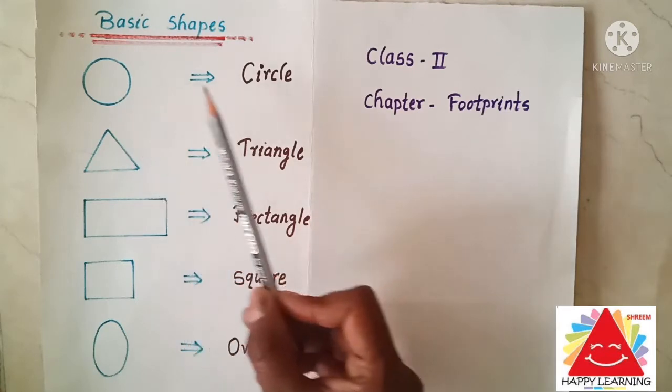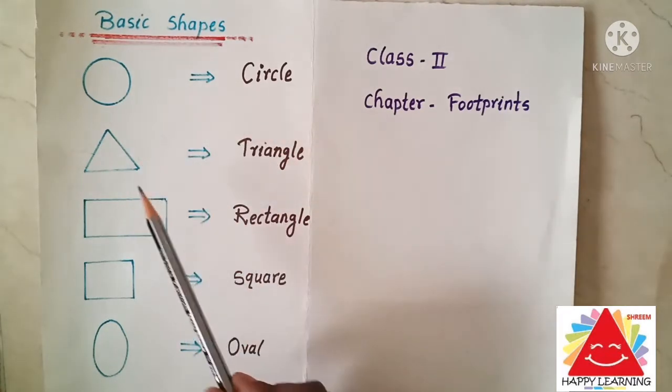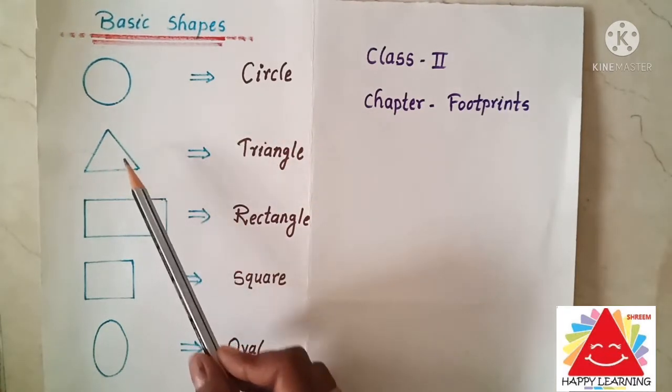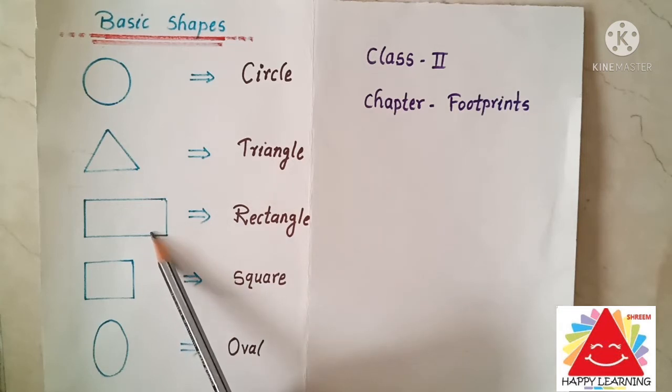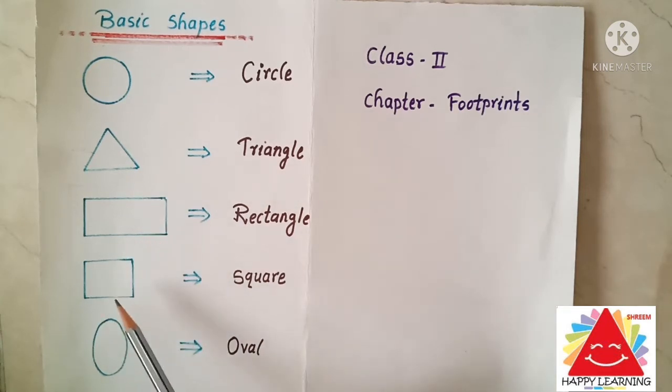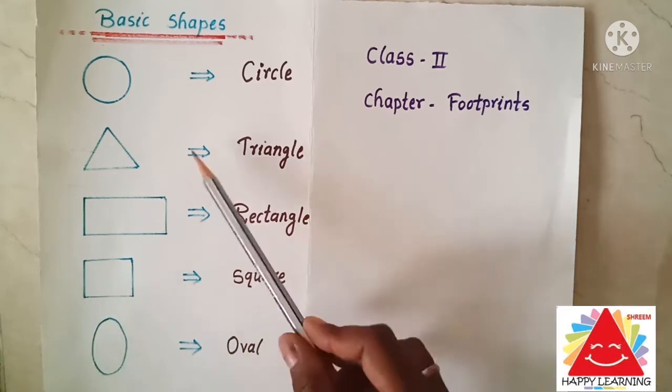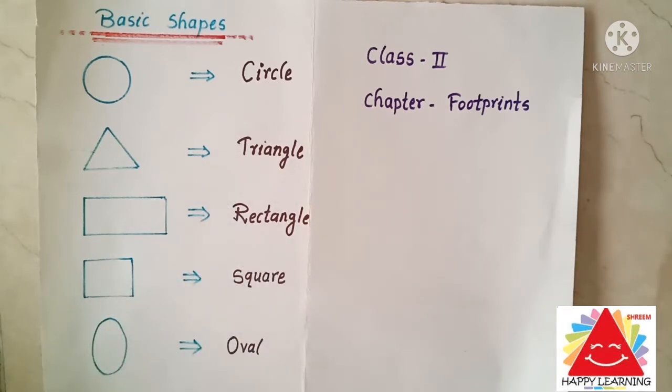This shape is called circle. This is triangle. This is rectangle. This is square and this is oval. So these are a few basic shapes.